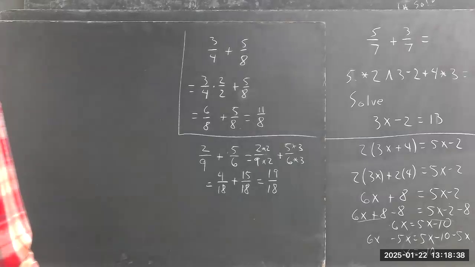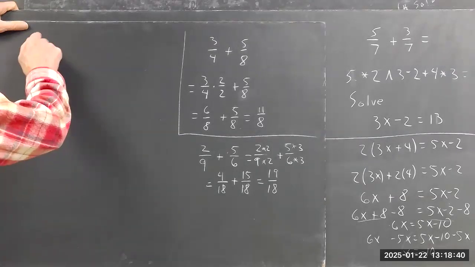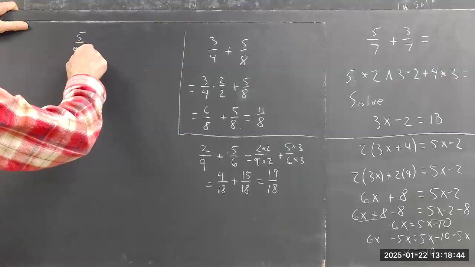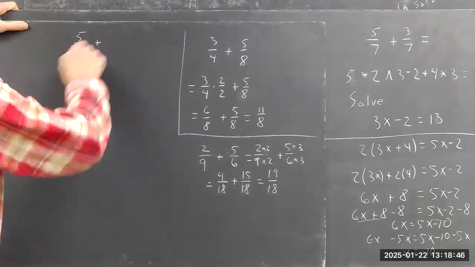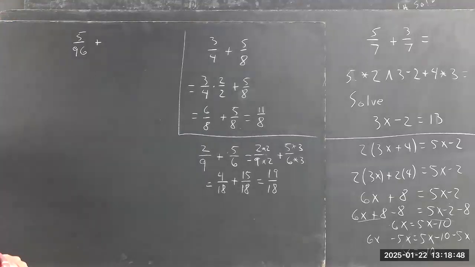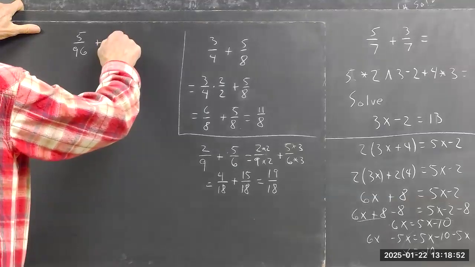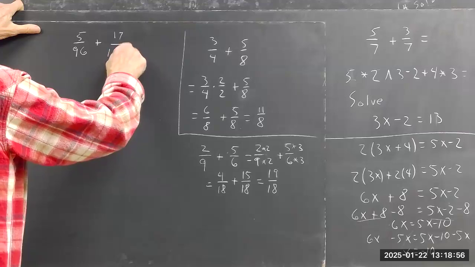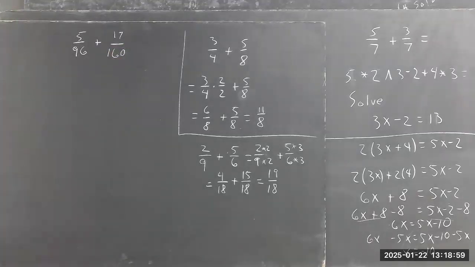So let's say I have 5/96 plus 17/160. Can you find me a common denominator? Probably not in your head, and if so, probably not very quickly, okay?